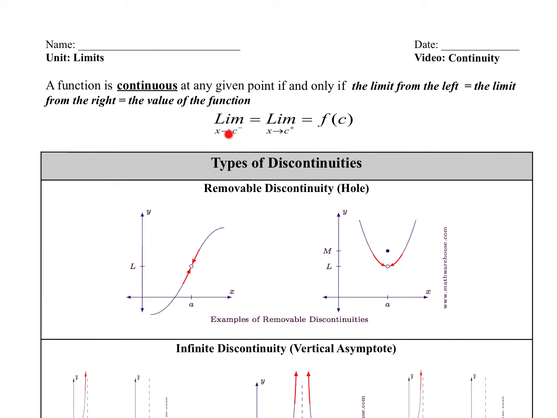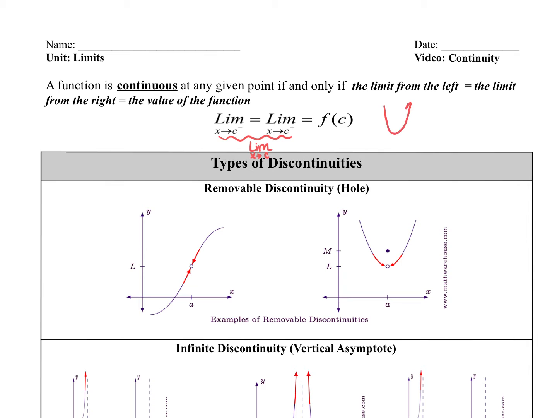So this part, the limit from the left equaling the limit from the right, that is just a regular limit as x approaches c. So the limit as a whole has to exist, and the limit as a whole has to equal the value of that function at that point. So what that means visually is a graph that you don't have to pick up your pencil for.